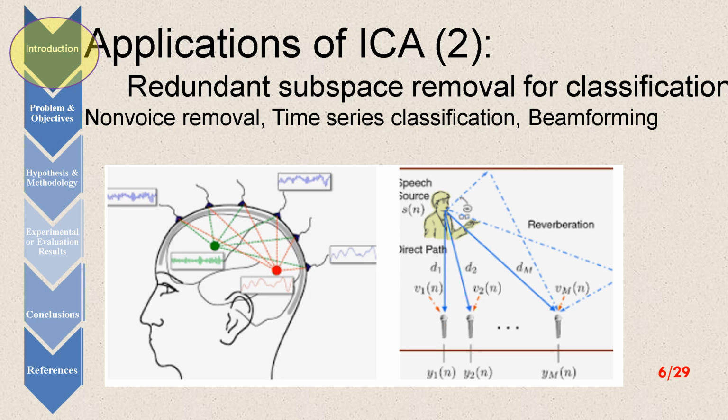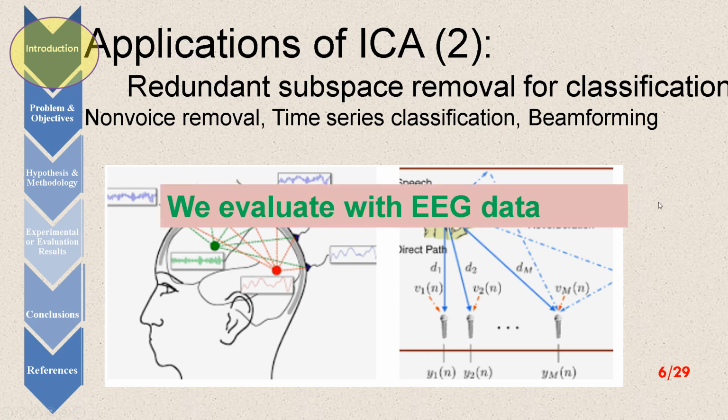The second application is not unsupervised, in contrast to the previous application. It is supervised, and it is a classification method for noise removal, time series classification. For example, when we want to discriminate two types of imagery, for example, imagery of the A vowel from imagery of the B vowel in a brain-computer interface task, then we have to first remove redundant information, reduce the dimensionality of the EEG data, and then send the reduced dimensions to a classifier in order to discriminate between the states. We have an EEG dataset that we evaluate our proposed method on.